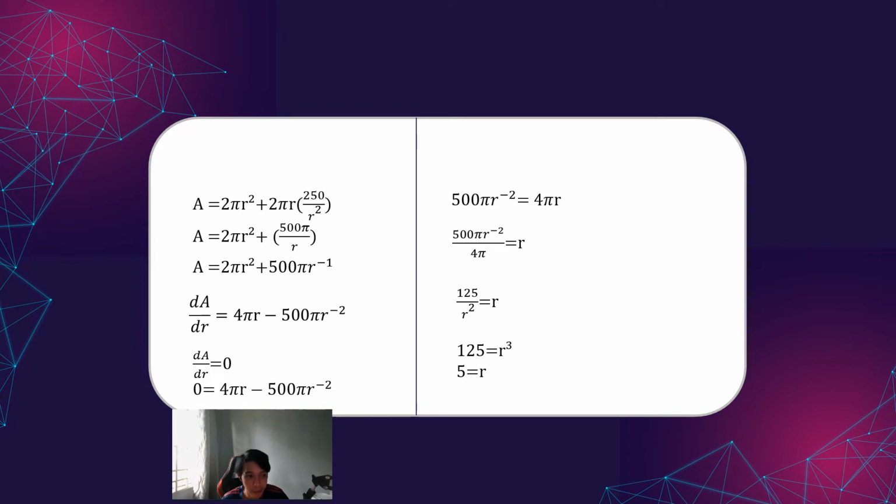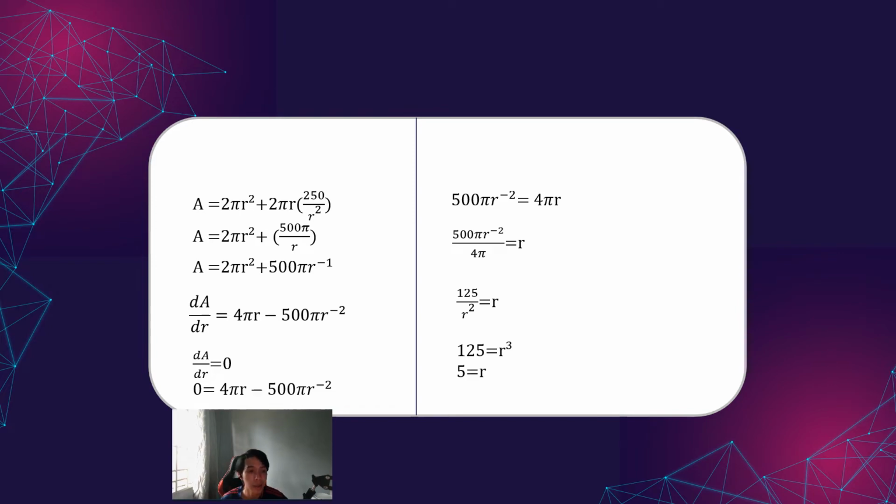Now that part is done, we move on to the final step where the derivative of y is taken with respect to x, which in our case is A taken with respect to r. Right now we are finding the rate of change equals 0. So we write down dA over dr equals 0. Next we get 0 equals 4 pi r minus 500 pi r to the power of -2.